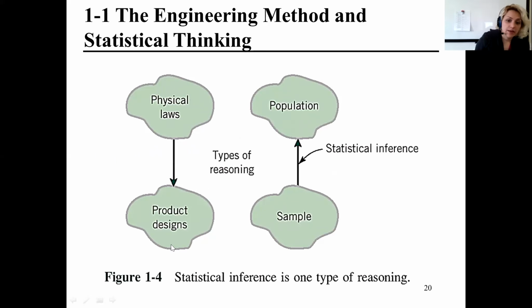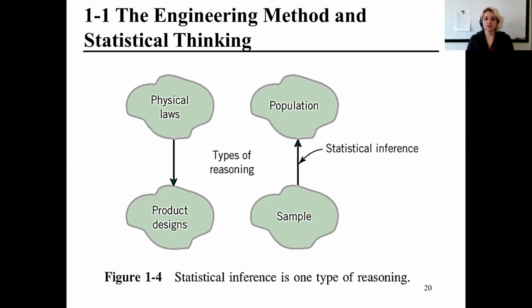There is another thing about statistical inference, which is good that we talk about here. It says that statistical inference is one type of reasoning. Look at here, we have the physical law. From the physical law, we are going to get our product design, right? Like we're going to write down the law, and then you're going to get the design. You're going to design your products based on the different physical laws that we have.